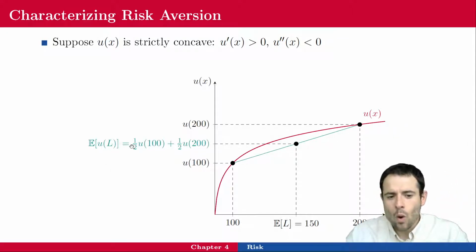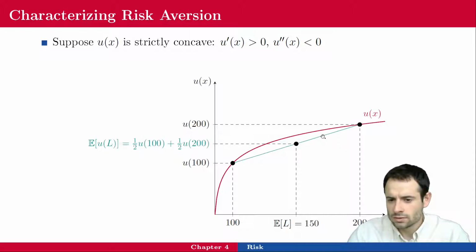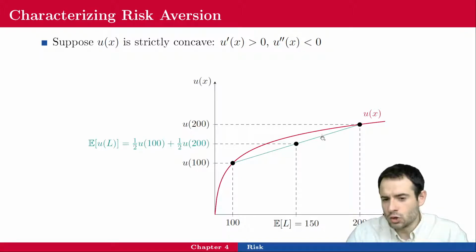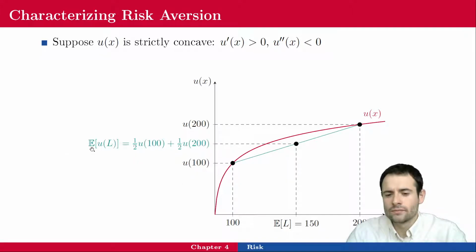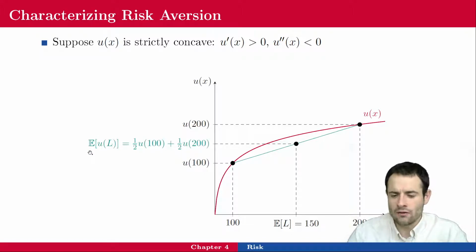But if instead we had 1/3 U of 100 and 2/3 U of 200, then this point will be located around here, where it's closer to U of 200 than it is to U of 100. Okay? So, right now, we have located the expected utility of the lottery. Note that it is not on the red curve, because on the red curve, it's always U first. Here, we see expectation first. Expectation means we just draw a straight line and find the point in the middle, or somewhere on the segment.